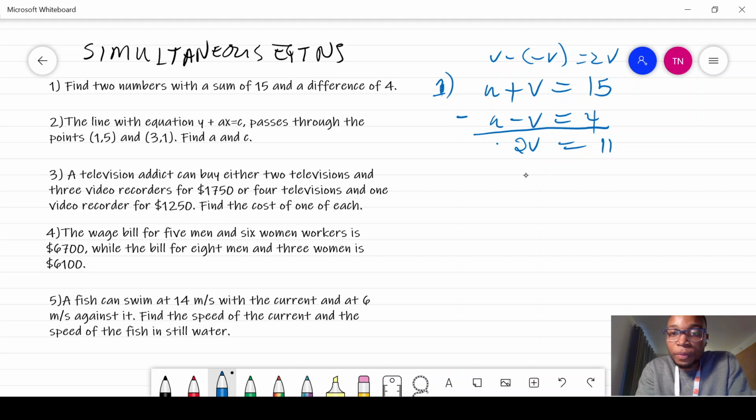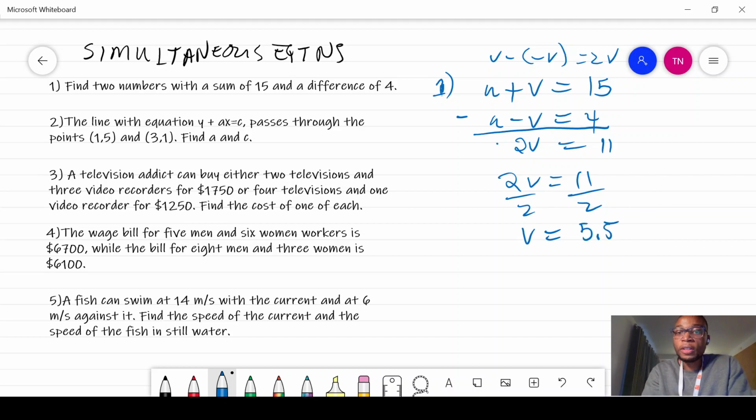Then 2v is equal to 11. Then we divide by 2 both sides. Then v is equal to 5.5. So that is our v.